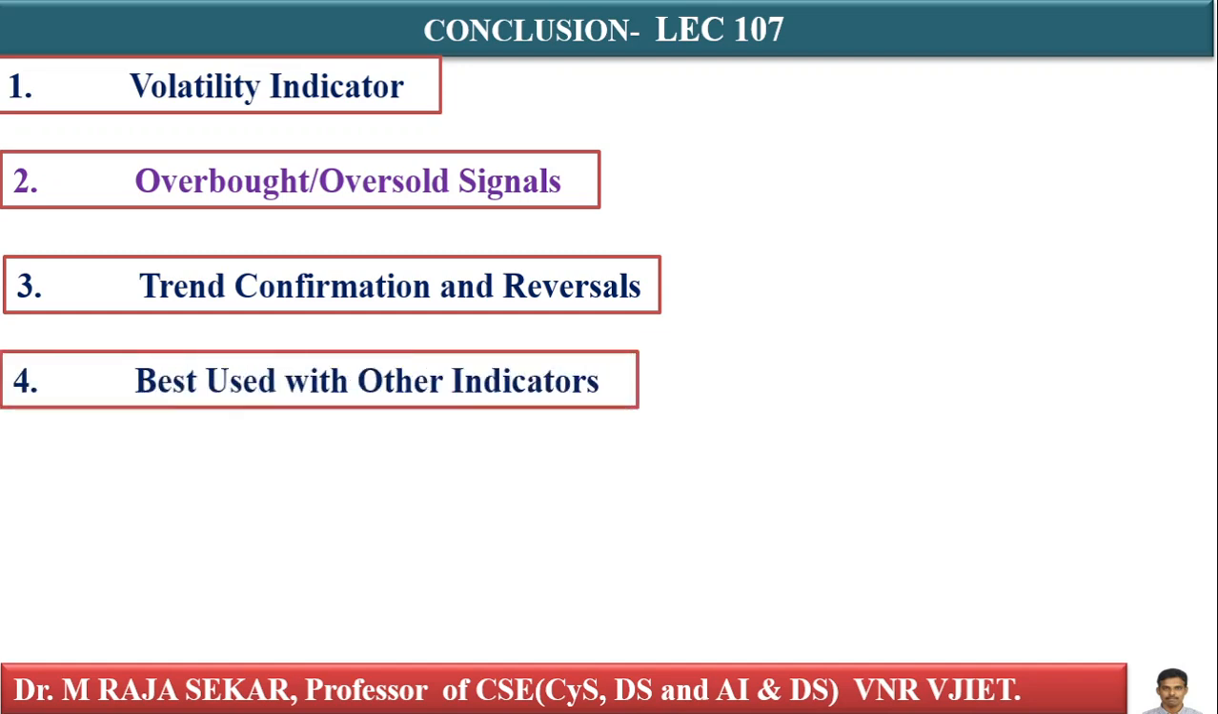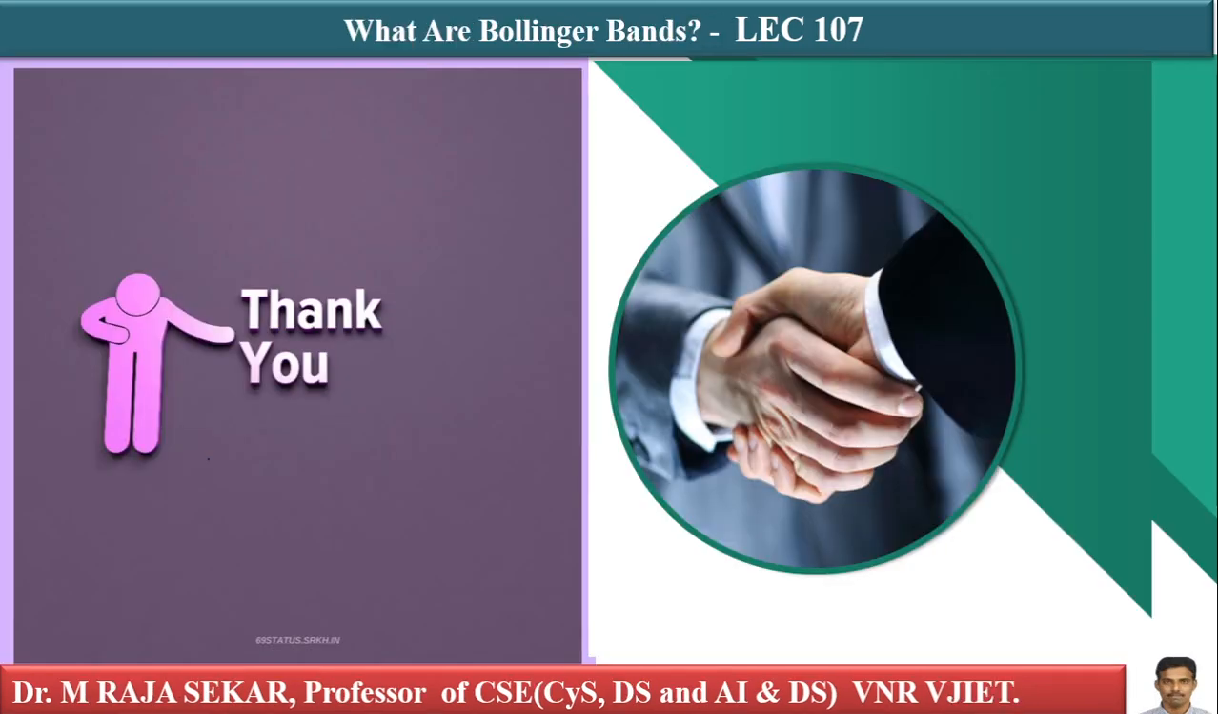Best used with other indicators. Bollinger Bands work best when combined with other indicators like RSI, MACD, or volume to confirm signals and avoid false breakouts.